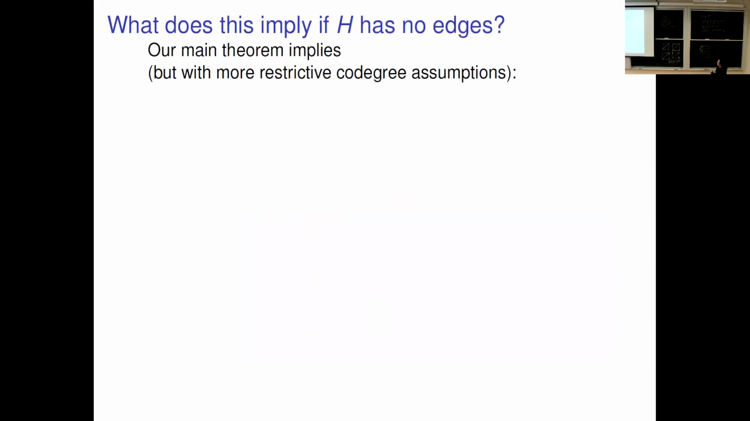So what if H has no edges? Maybe this seems a bit silly, but indulge me. Let's say that this configuration hypergraph has no edges. We're not restricting anything. We're just trying to find matchings.